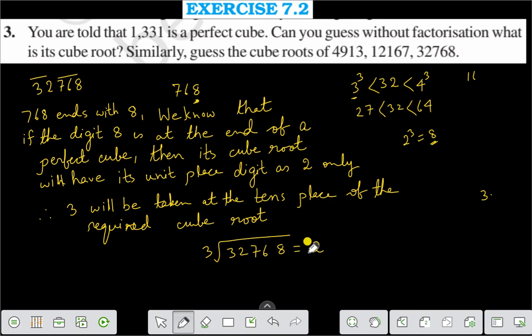required as 3. Unit place is 2, tens place is 3.